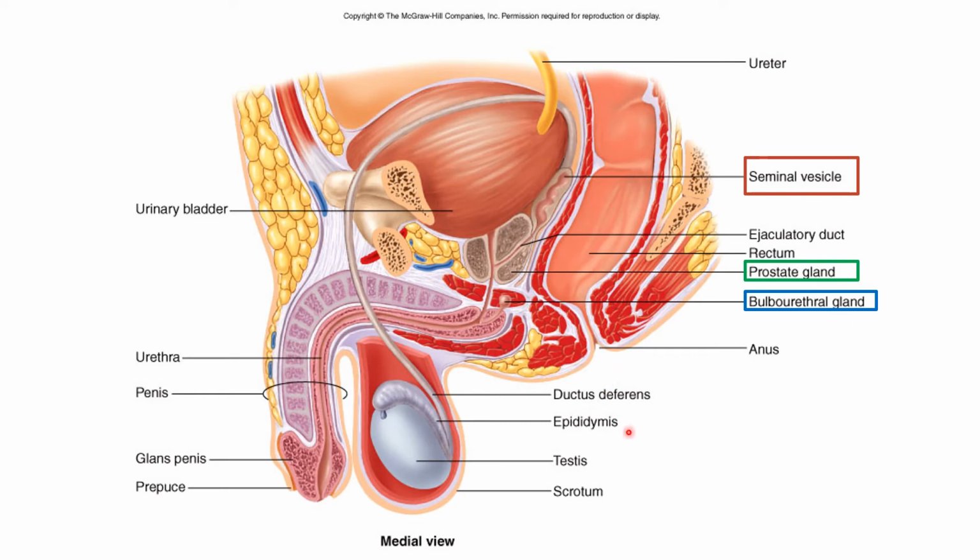So in here, it shows you the medial view of the male reproductive system. You see the seminal vesicle at the back of the urinary bladder. And then below, it would go directly to the prostate gland. Okay, and then the bulbourethral gland is here.